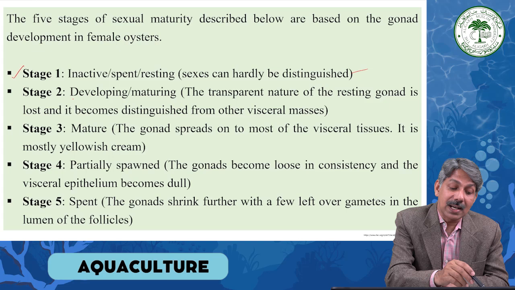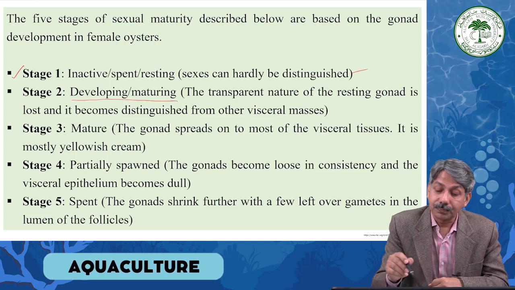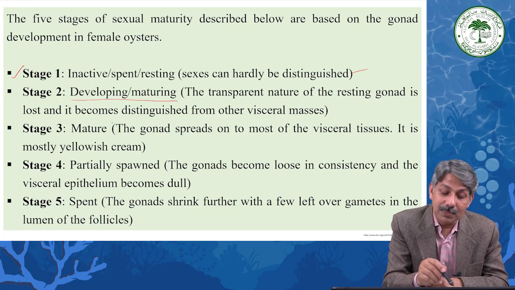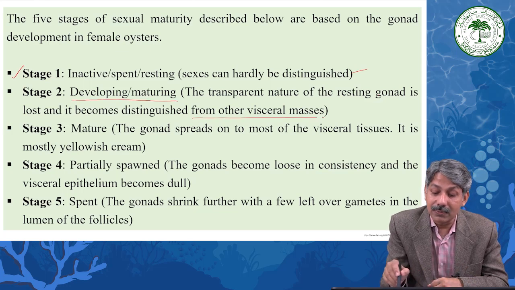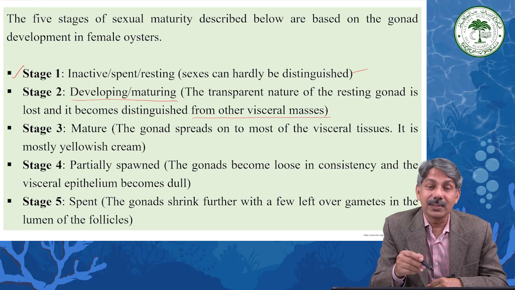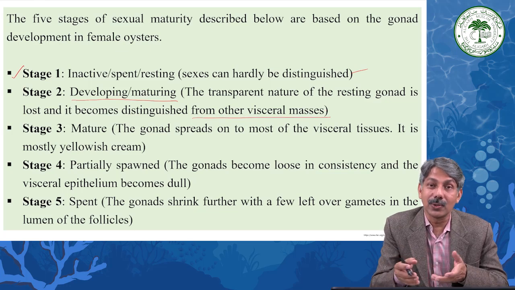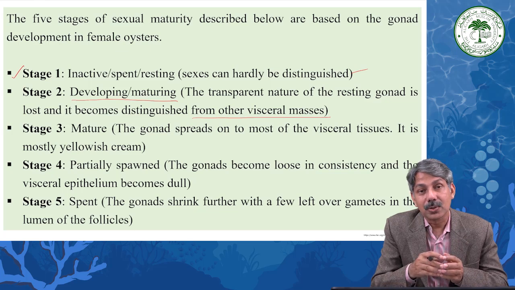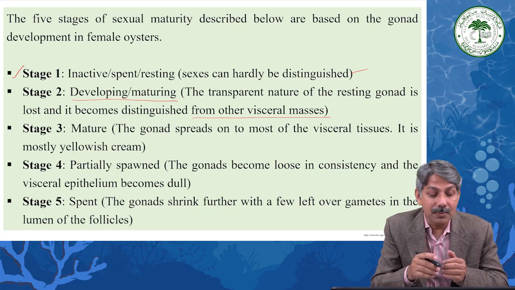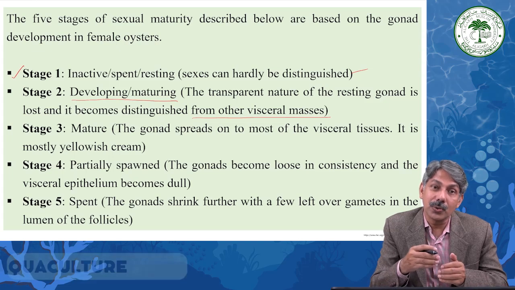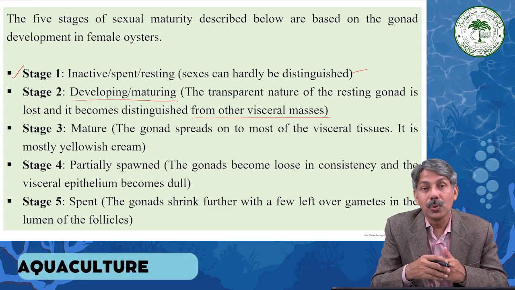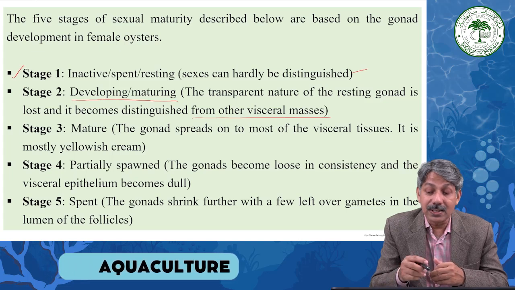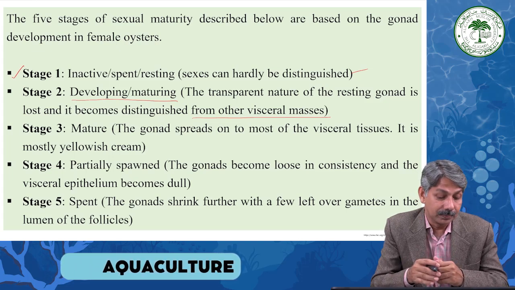When gonads start to develop and mature, the transparent nature of the resting gonad is lost and it becomes distinguished from other visceral masses. Otherwise, before this, it is very difficult to identify where the gonad is, how to distinguish it from the rest of the visceral masses. So that starts to be discriminated at stage 2, that is maturing stage or developing stage. And the transparent nature of that resting gonad is lost.